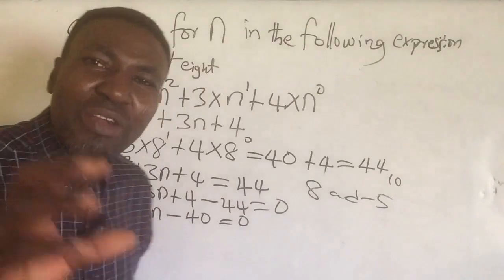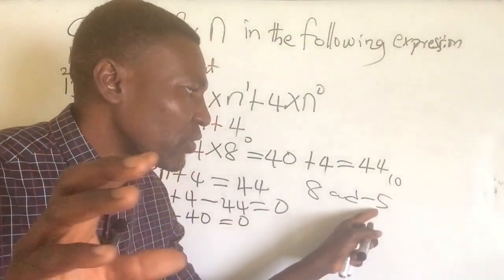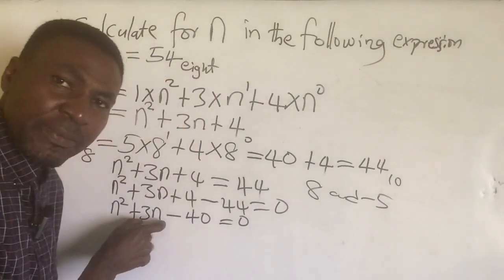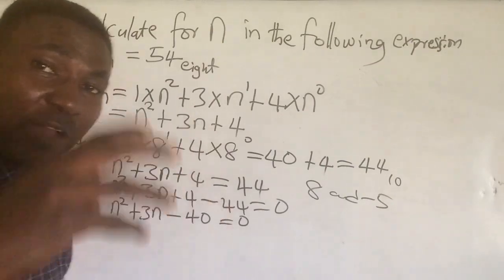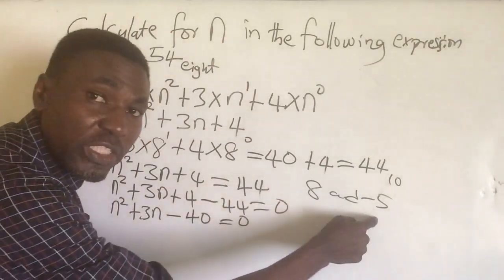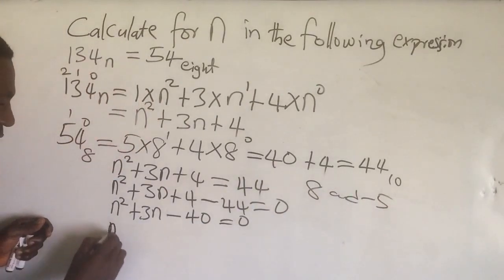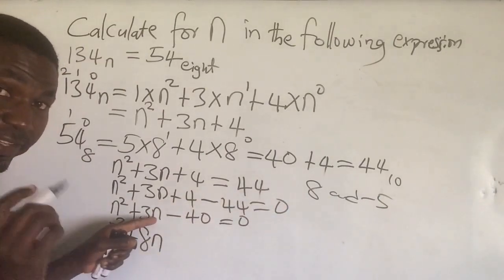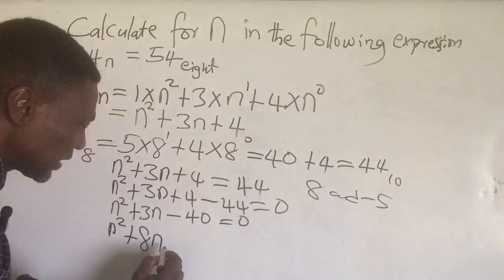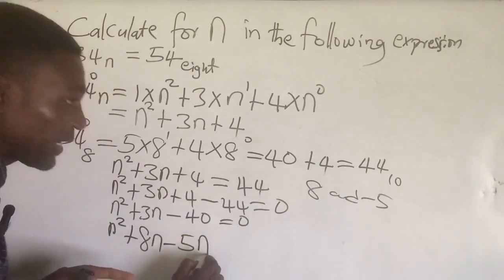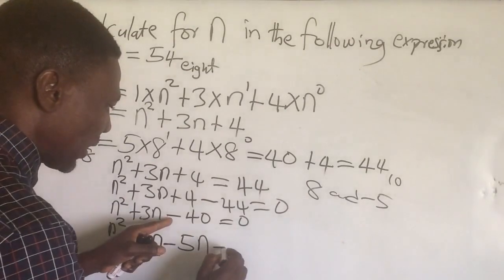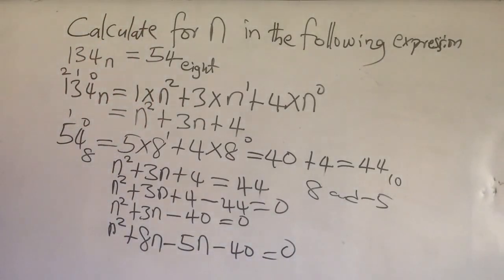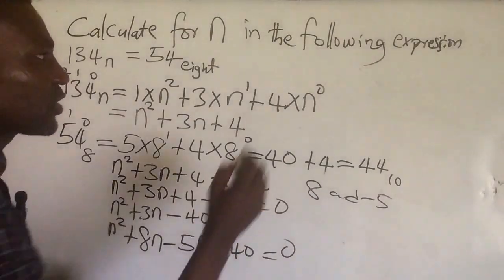We now use that 8 and minus 5 to replace this. We take away this 3n and use the 8 and minus 5 we have gotten to replace it according to the sign. Now we have n squared plus 8n minus 5n, then minus 40. I will not replace this one. This one will still be there, equals 0. Now let's continue here.